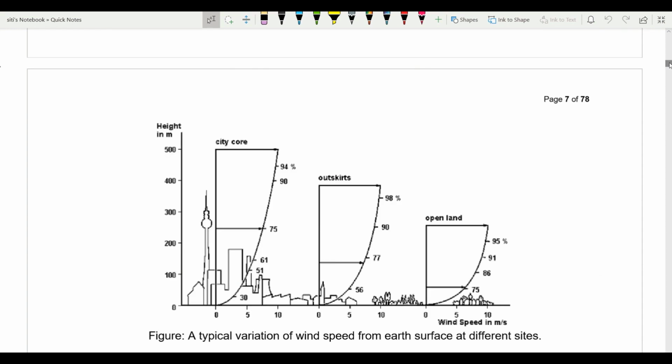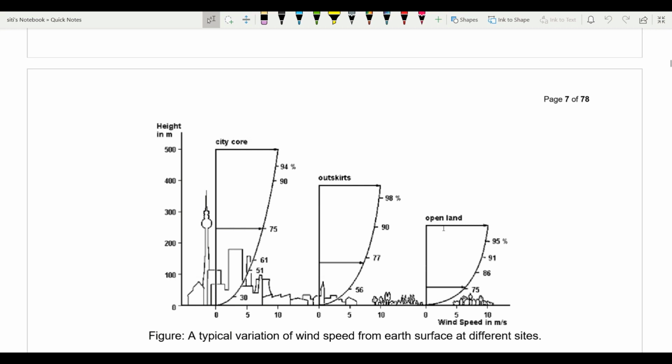So this figure shows a typical variation of wind speed from Earth's surface at different sites. So we have 3 sites here: city core, outskirts and open land. If you refer to this city core, the wind speed here will be 10 meter per second at height about 500 meter. But for the outskirt, to reach this 10 meter per second, the height is about 400 meter, which is less than city core.